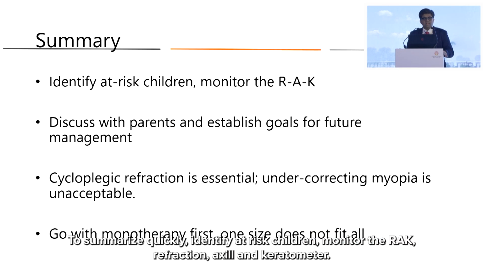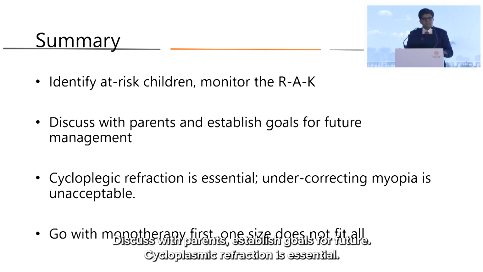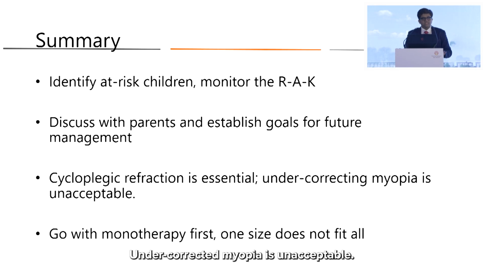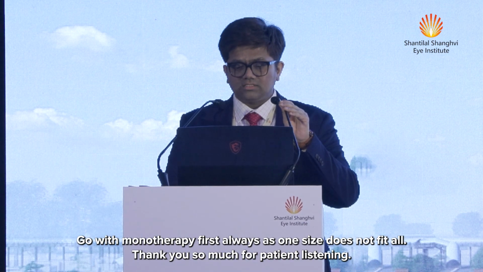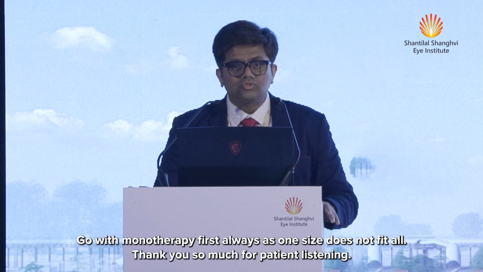To summarize quickly: identify at-risk children, monitor the RAK, that is refraction, axial length and keratometry. Discuss with parents, establish goals for the future. Cycloplegic refraction is essential, undercorrected myopia is unacceptable. Go with monotherapy first always, as one size does not fit all. Thank you so much for your patient listening.